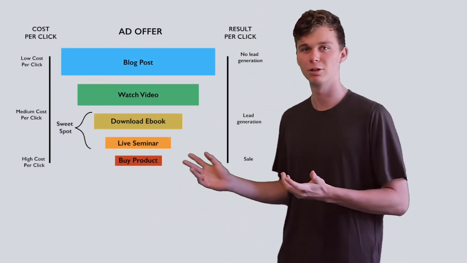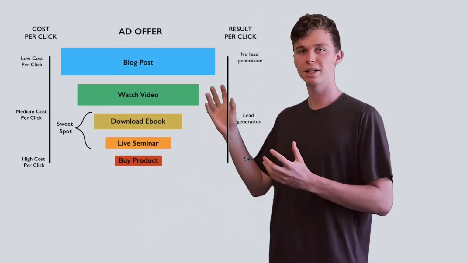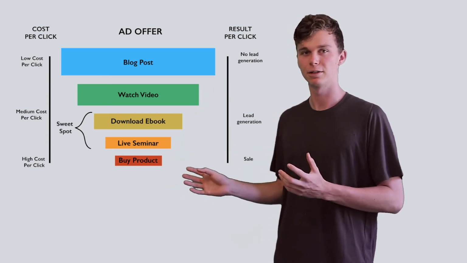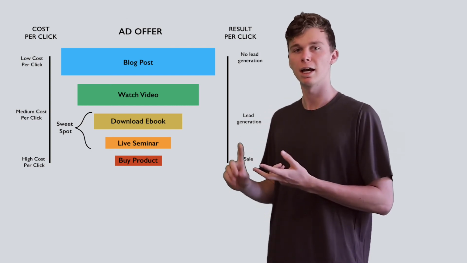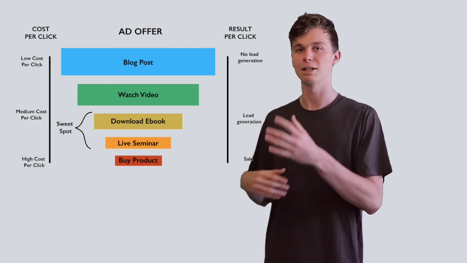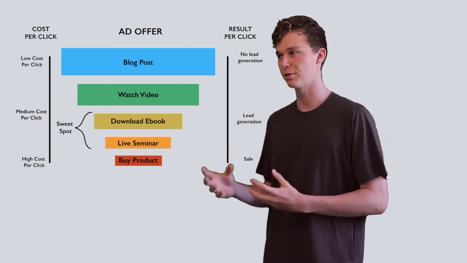I hope this graph helps a little bit more. So as you can see, the sweet spot's in the middle somewhere. The sweet spot means that it's still quite cheap to get clicks and you get leads. And these leads will obviously turn into sales as time goes on.